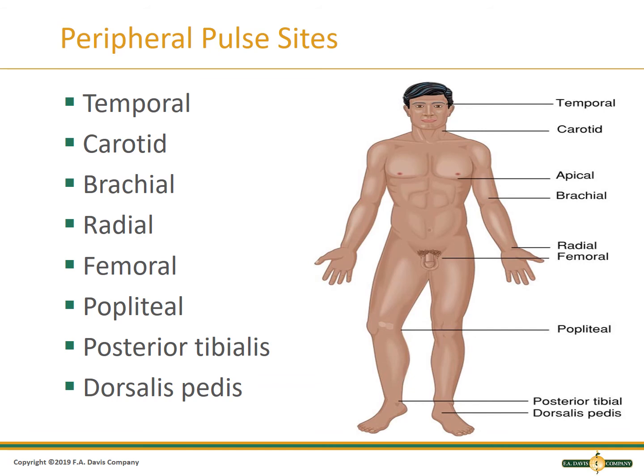These are different peripheral pulse sites. You have your temporal, you have your carotid, you have your apical, brachial, radial, femoral, popliteal, posterior tibialis, and dorsalis pedis. And when we're in the lab, we will go through all those as well.